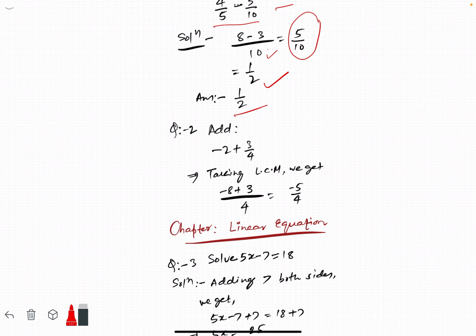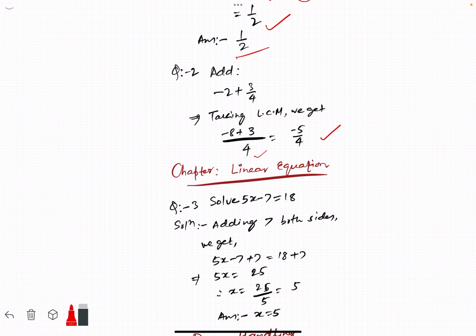In question number 2, we have to add minus 2 plus 3 by 4. We take the LCM of denominator, the LCM becomes 4. Now we solve this and we get the answer minus 5 by 4.